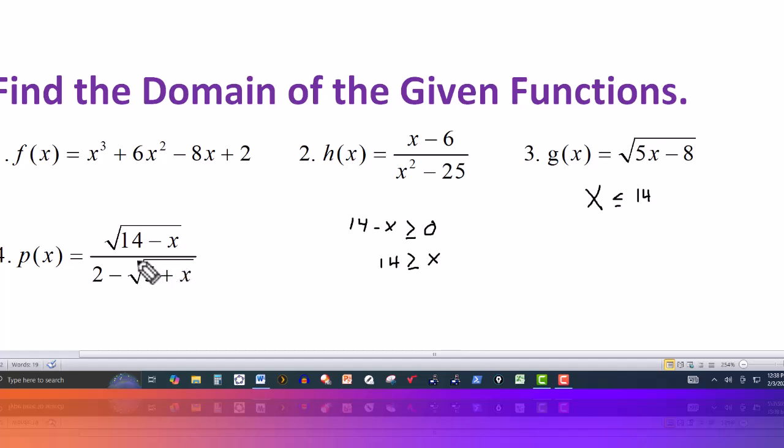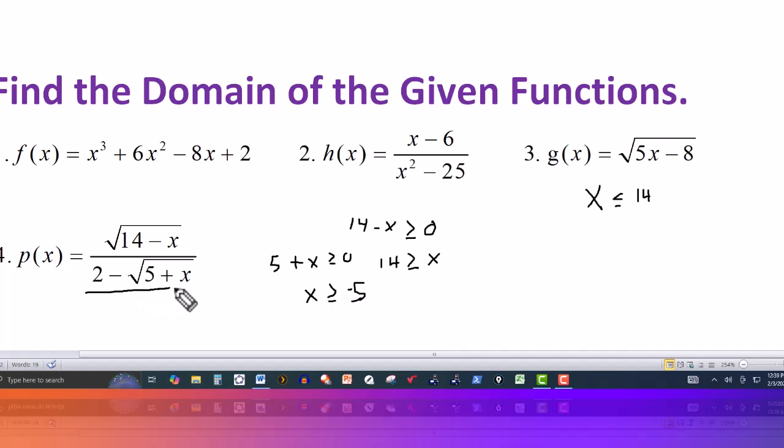So that's one restriction. Now the denominator has another radical, so 5 plus x has to be greater than or equal to 0. Let's isolate the x. Add negative 5 to both sides, and we get x is greater than or equal to negative 5. So x has to be less than or equal to 14 and greater than or equal to negative 5.